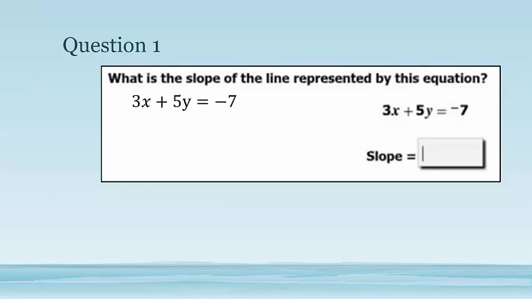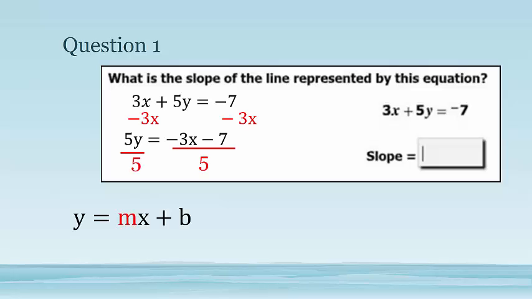So we're going to want to first subtract 3x from both sides, and then we're going to get 5y equals negative 3x minus 7. It's good to put the coefficient and the x value right next to the equal sign so we get close to the y equals mx plus b form. So now divide both sides by 5, and remember y equals mx plus b, where m is the slope.